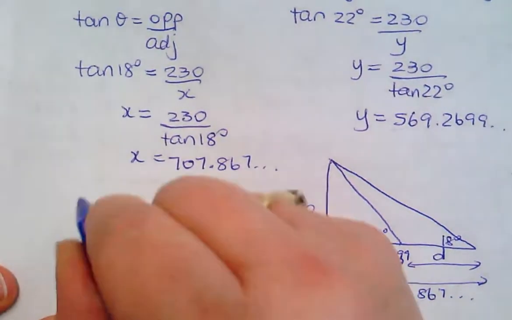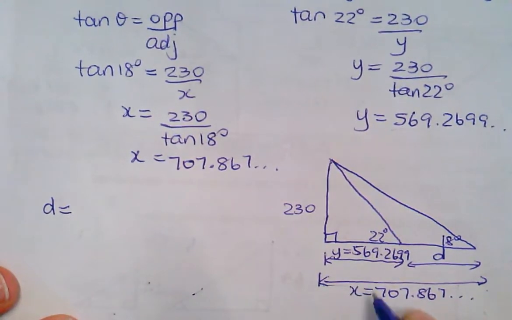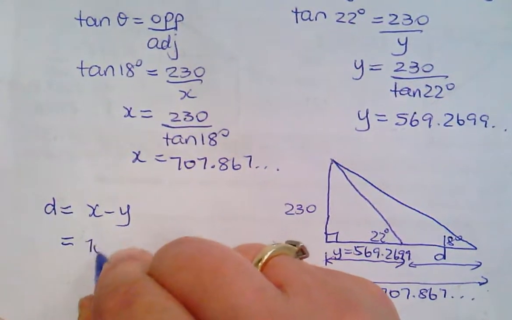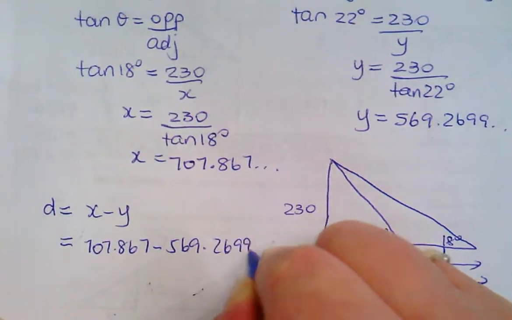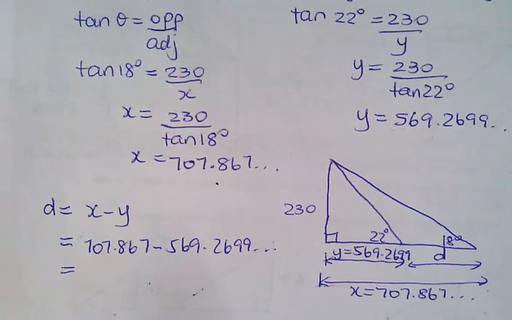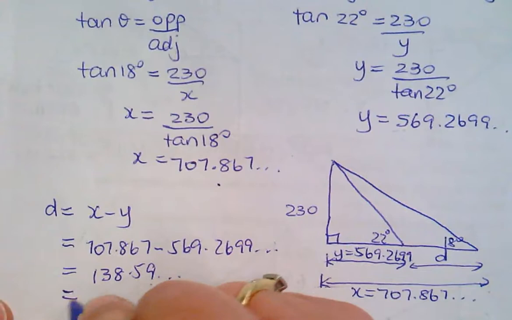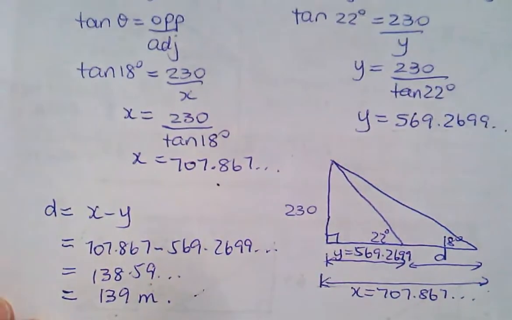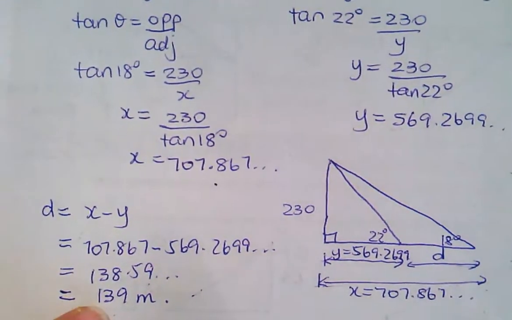You can see quite clearly there that D is going to be this distance, which is X minus Y, which is 707.867 minus 569.2699. You might want to put one of those numbers in memory on your calculator. Calculating that now, 138.59. So the question is, how far to the nearest meter did Stephanie row? It was 139 meters to the nearest meter. So this distance here is 139 meters to the nearest meter.